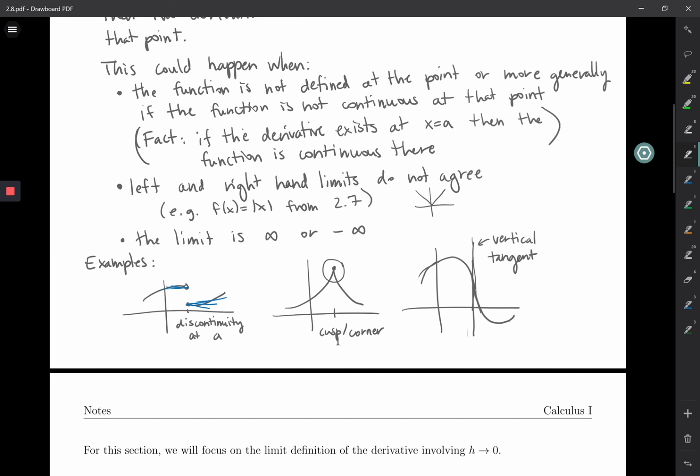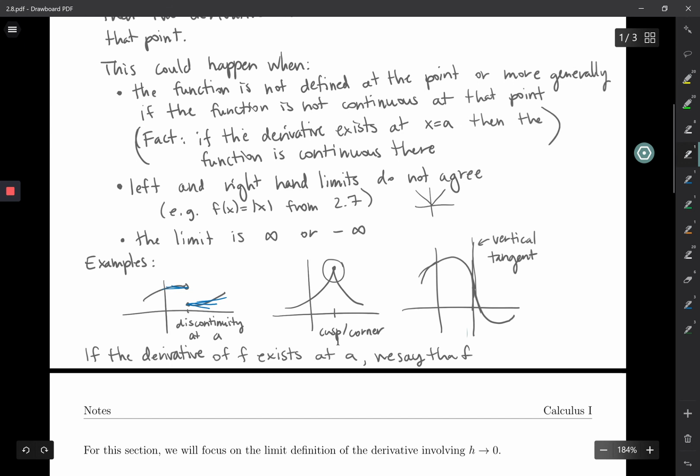Okay, and even though I've already been using this terminology, I should write it down. If the derivative of f exists at A, we say that f is differentiable at A. Okay? So if the derivative exists, we say it's differentiable. If the derivative does not exist, we say that it's not differentiable.